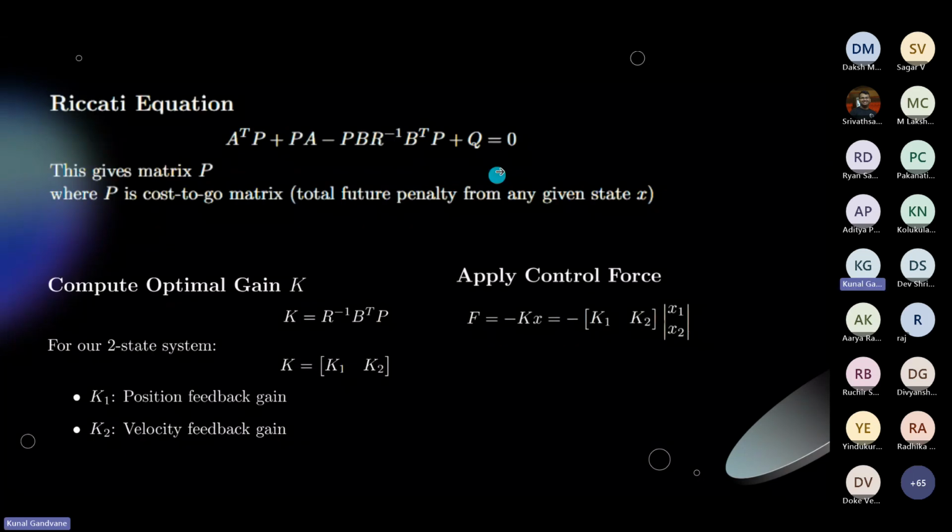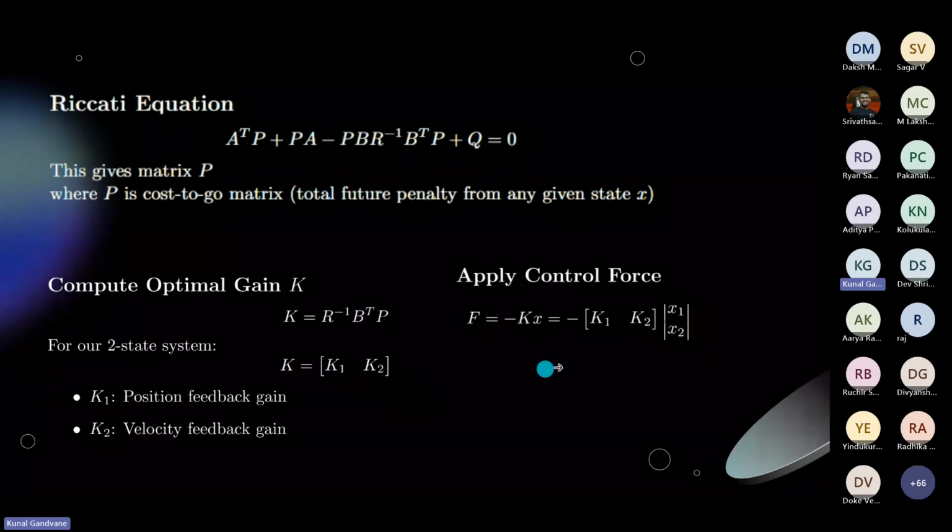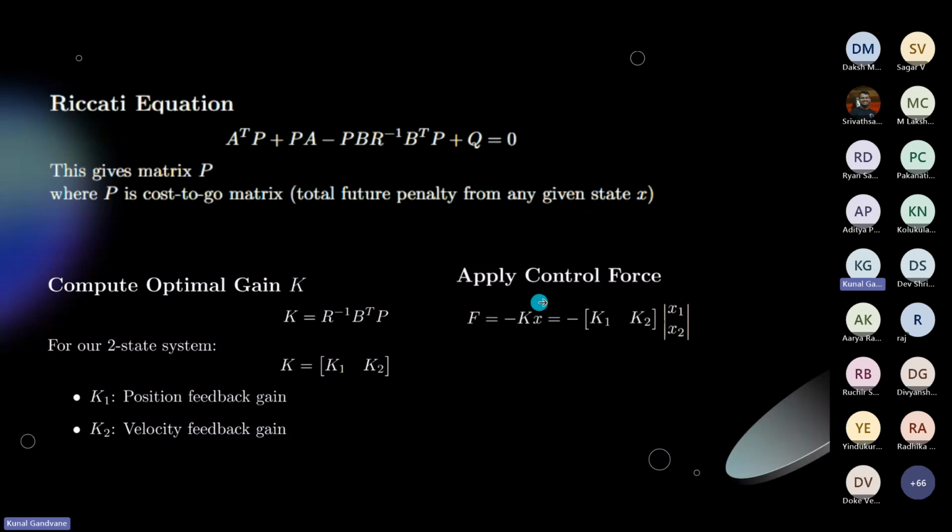Then we put all our terms A, B, and this here, and we get the P matrix. We don't go into much depth, you just have to have an idea of how it works. From here you get the P matrix, which is called the cost-to-go matrix, and it tells the total future penalty for any given state. Then you put the P matrix here and get the K matrix, and by this you get the control force, like how much force we have to apply to the system.